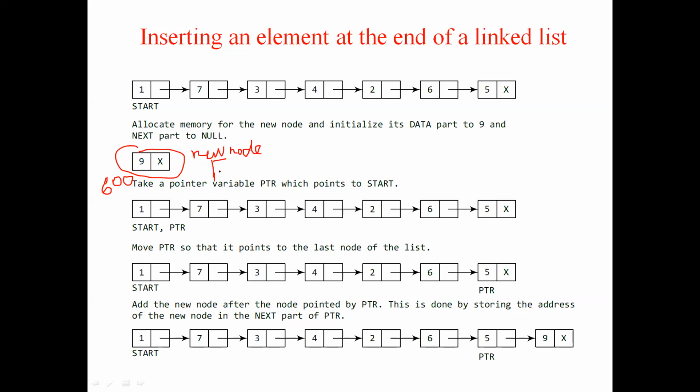See, once you are clear in this part, it's very easy for you. That's why I'm taking more time on this. So like this, new node value is 600. Then what should I do? This should be replaced with 600. Why? Because it has to point to the newly created node.